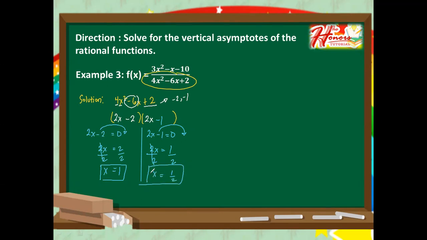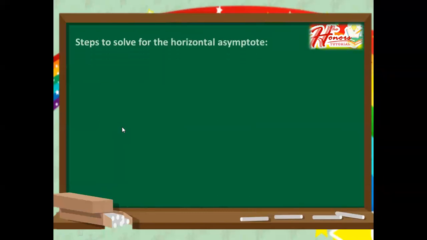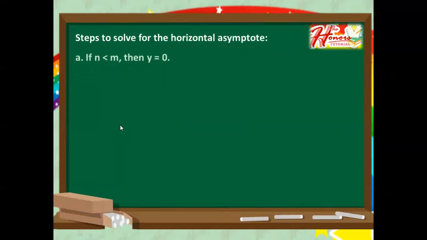So these are the vertical asymptotes. So we have here x equals 1 and x equals 1 half. Let's continue. Let's solve for the horizontal asymptote.